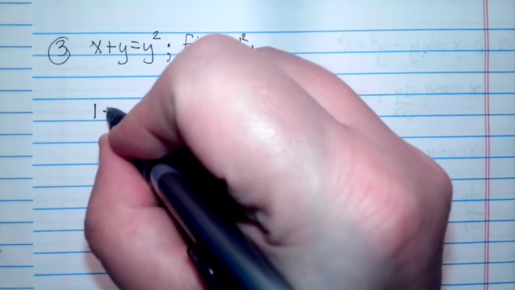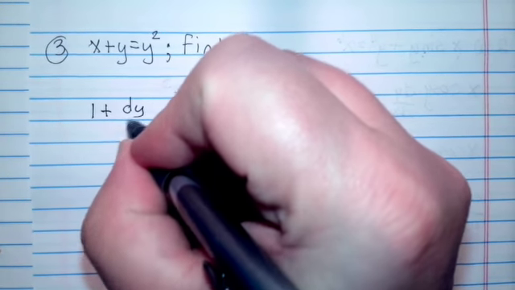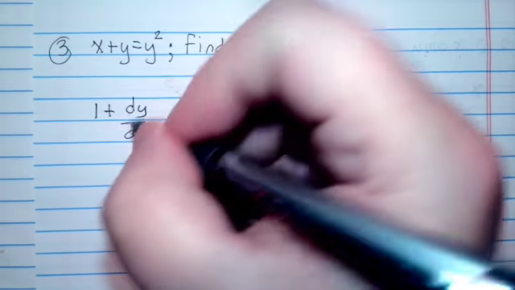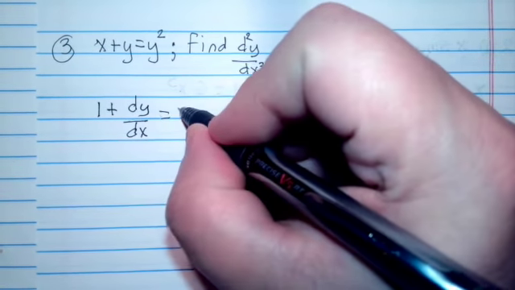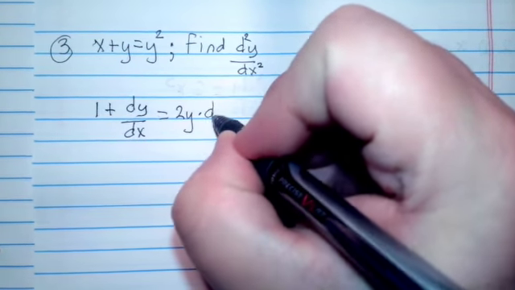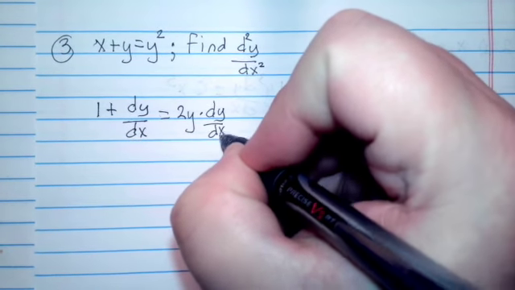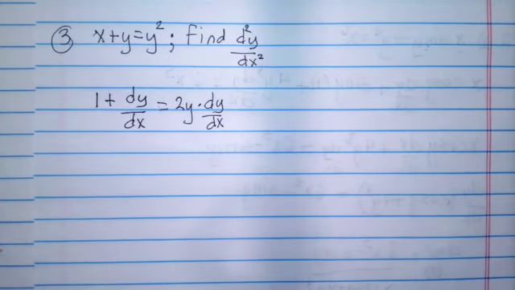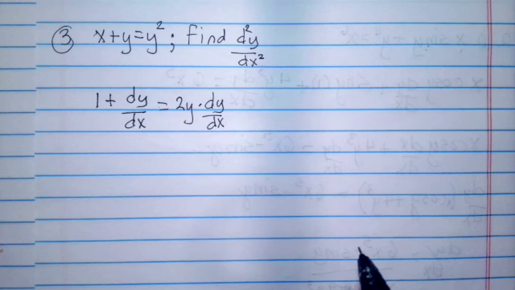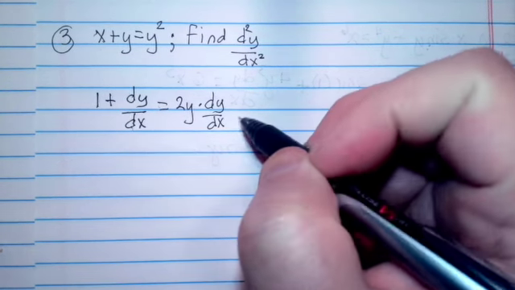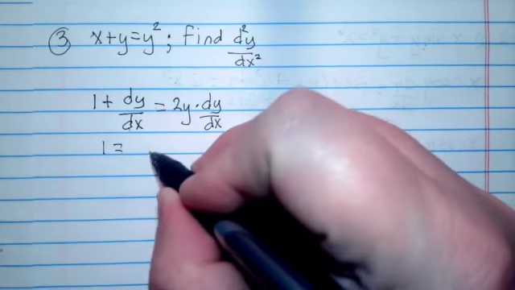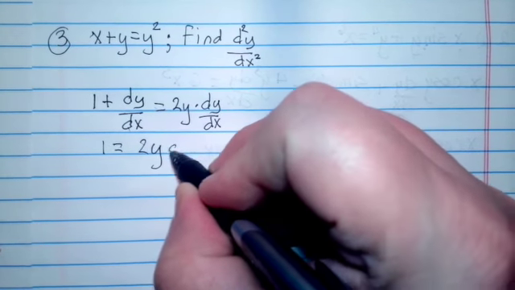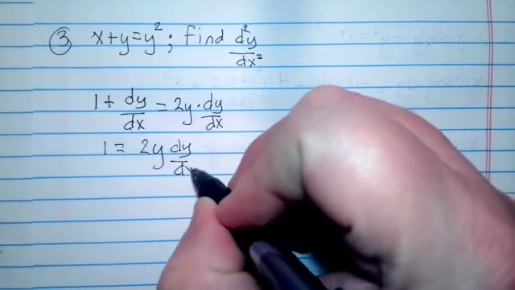So it's going to give us 1. The derivative of y with respect to x is dy/dx. Here we're going to get 2y. Don't forget to multiply by dy/dx. Now, we need to solve this equation for dy/dx, so let's pull this term over here. So we are isolating the dy/dx terms.